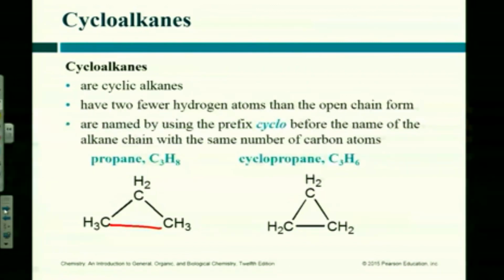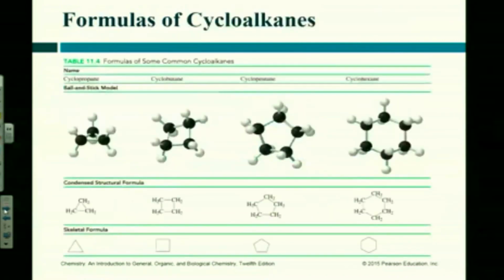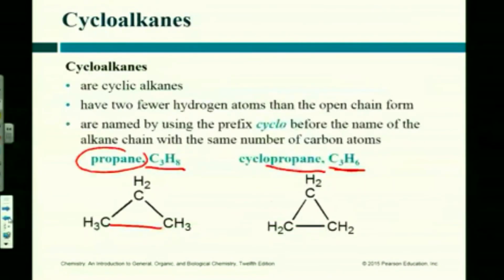So note that here's my straight chain, my propane, and it's C3H8. The cyclo form of propane, they're both propane, right? They're both propane, but the cyclo form has 2 less hydrogens on it because they can't join together, right? They have to lose 2 hydrogens, okay?